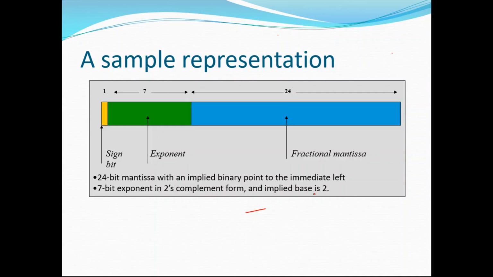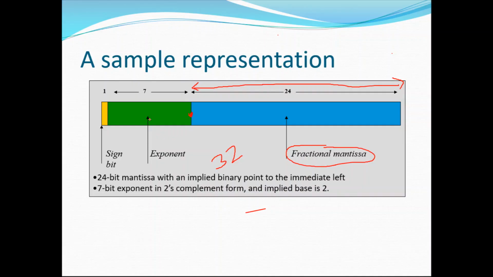Say, for example, you have 32 bits. Then what IEEE suggests is to use the least significant 24 bits to represent the Mantissa. These 24 bits will be used to represent the fractional Mantissa, and the binary point is assumed to be here. There is no explicit binary point; it is implicit.